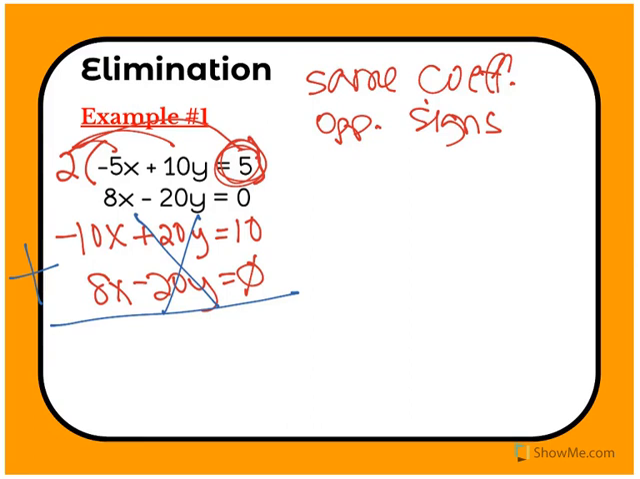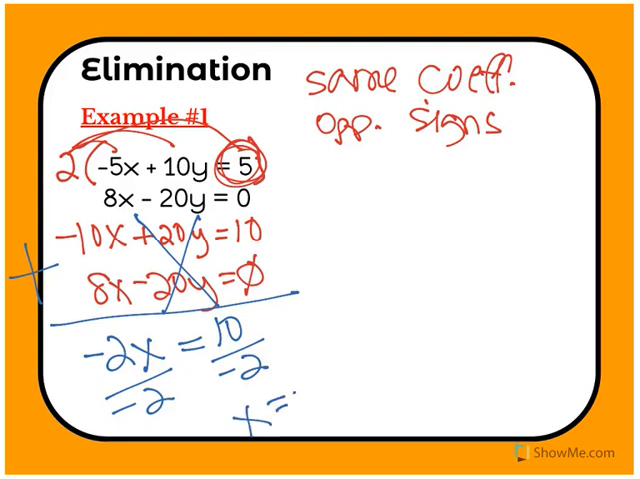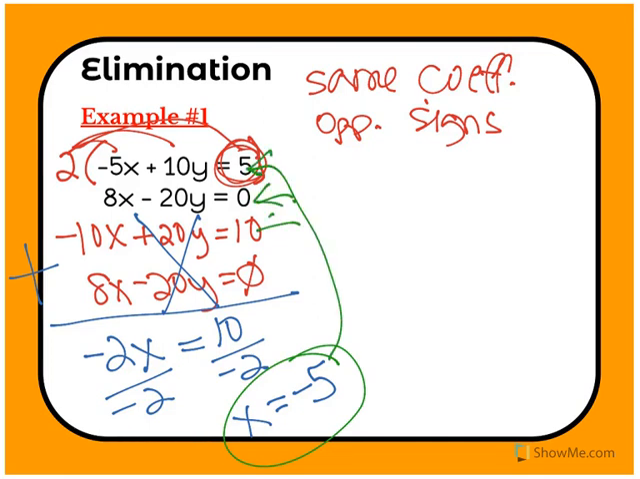So negative 10x plus 8x gives us negative 2x. 10 plus 0 is 10. We need to divide by negative 2. x equals negative 5. So that part's just like the first video, okay? And then don't forget we need to take what x equals and put it back into any one of our equations. We now have 3 different equations we could put it into. It doesn't matter. I'm just going to pick the first one.